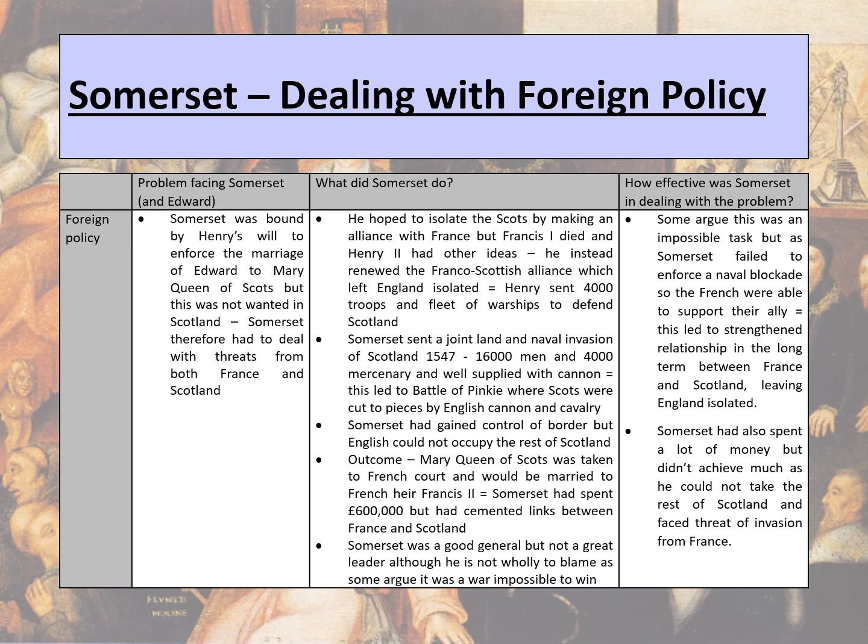Now, although there wasn't actively a war going on when he inherits the throne, the issue is still there. So what you've got to look at, obviously, is what does Somerset do to combat this? Now, it's particularly a problem because of the fact that Henry's will had stated that Edward should go on to marry Mary, Queen of Scots.